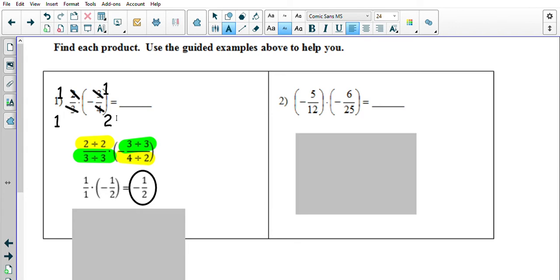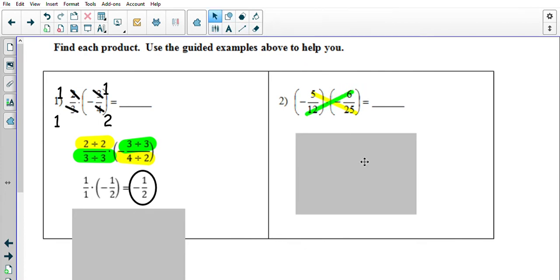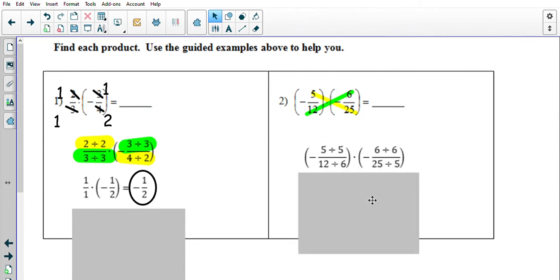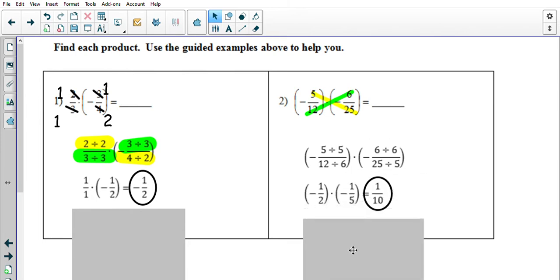So I am going to cross reduce here because I recognize that both 5 and 25 divide by 5, and both 6 and 12 divide by 6. You want to divide by the largest number possible to try to reduce it as much as possible. So you can see here I did 5 divided by 5, 25 divided by 5, 6 divided by 6, and 12 divided by 6. So that's going to get us 1 on the top of my fraction on the left, 2 on the bottom. Fraction on the right will become 1 over 5.